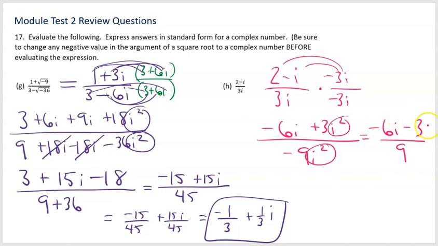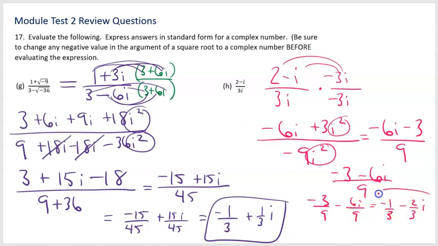Listen, that numerator is backwards. Let's write it in the right order. So negative 3 minus 6i. Just take the signs with the numbers. Take the negative with the 3. Take the negative with the 6i. Over 9. Split it up. Negative 3 over 9 minus 6i over 9 gives me negative 1/3 as my real part. And then 2/3 i is my imaginary part, and that's negative.